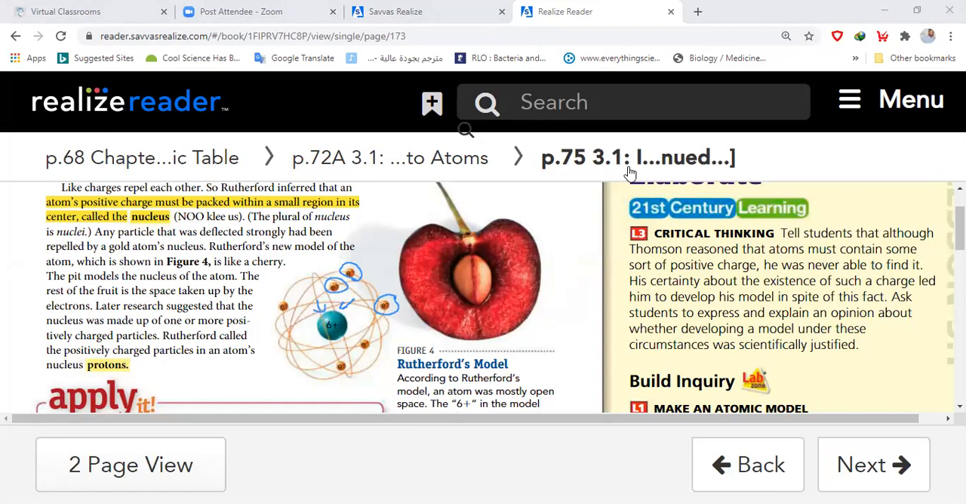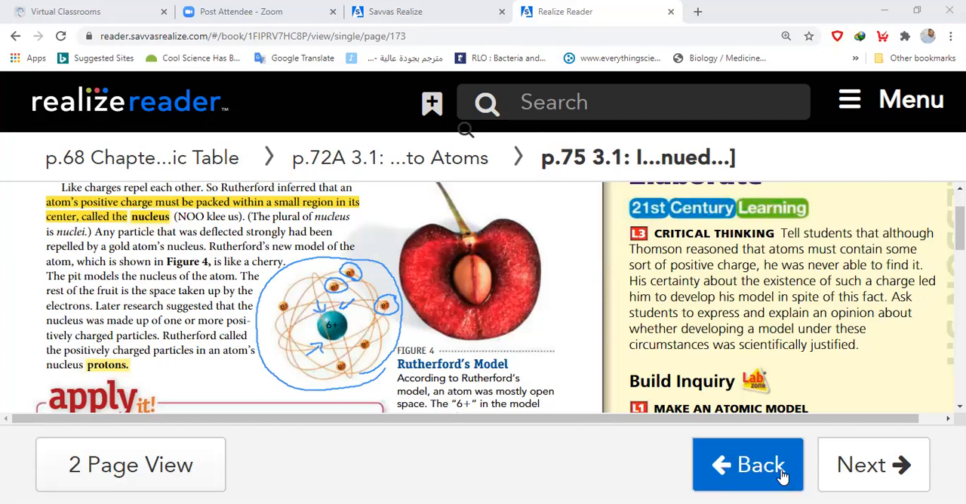Smaller than the nucleus, right? Yes. The electrons are smaller than the nucleus, okay? And the nucleus is smaller than the atom, right? Yes. So why didn't we say that the electrons are the basic part? Because not everything contains electrons. No, actually, everything contains electrons, right?